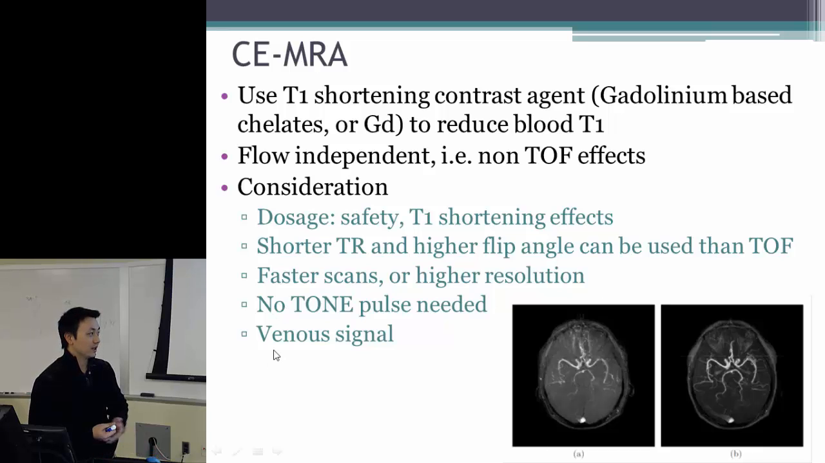But of course, similar to TOF MRA, we also need to consider the venous signals, because when the contrast agent goes into your blood, it's everywhere in your blood. So it will also shorten the T1 of the venous blood. Then it is also possible to show the veins in the final vessel map. So there will be some type of venous contamination in the final map. So we need to be aware of that.